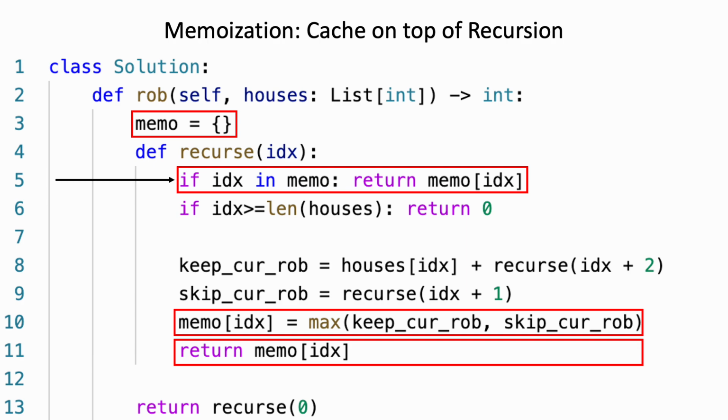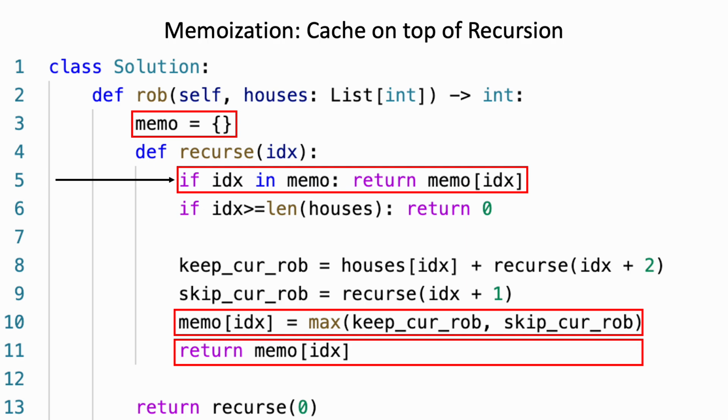We add another base condition where if we have already visited this index before, then we have its entry in the memo dictionary. We don't need to recompute the maximum rob amount at this index because we can reuse the maximum rob amount at this index from the cache memo variable.